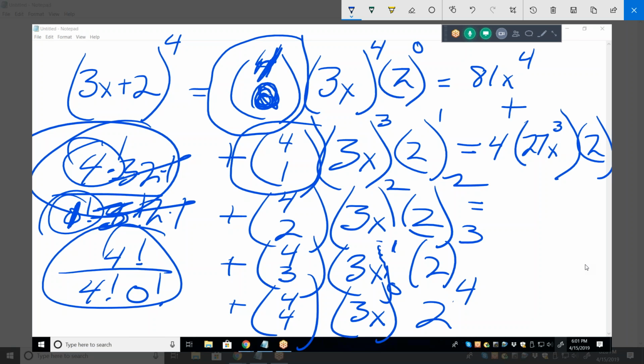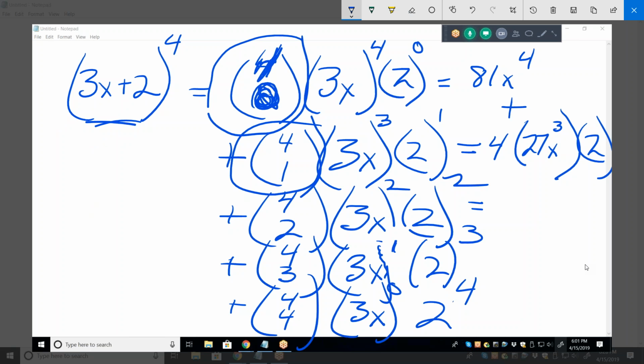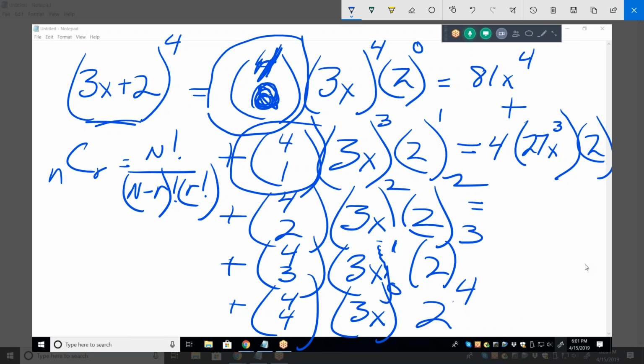Let's do it this way over here. You need to be able to do these manually, for sure. If we accomplish nothing else tonight, we need to show you how to do n choose r. Let me give you the general formula. N choose r is n factorial over n minus r factorial times r factorial. So what's 4 choose 2?